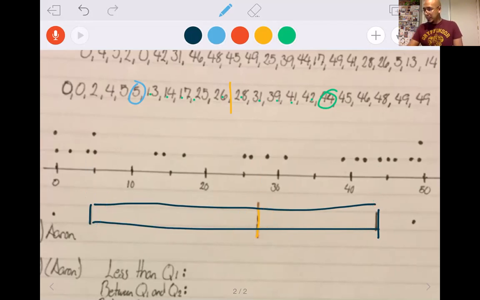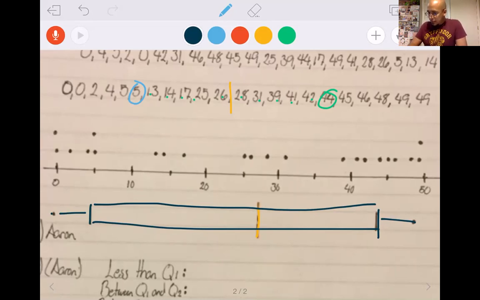And then my maximum was all the way up here at 49, so I'm going to join that right there. And my minimum was 0. Notice how I have several zeros, but the lowest one is 0. And there it is, there's my box plot. That is my box and whisker plot.